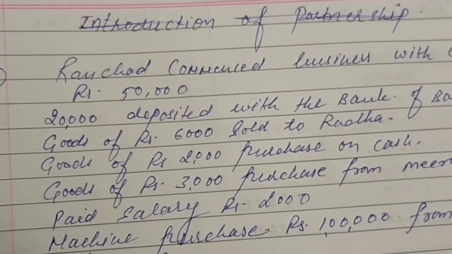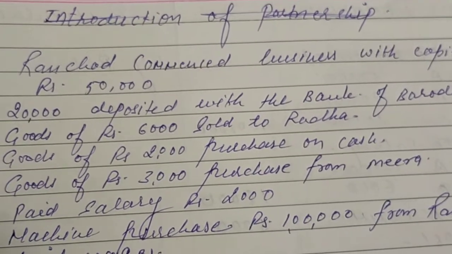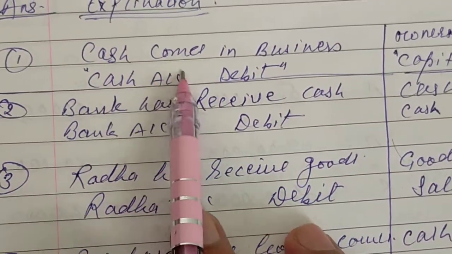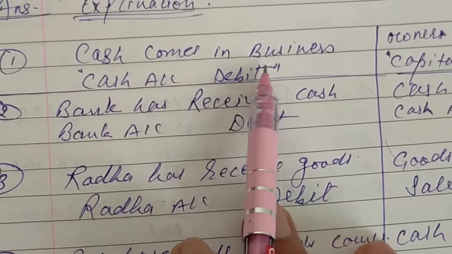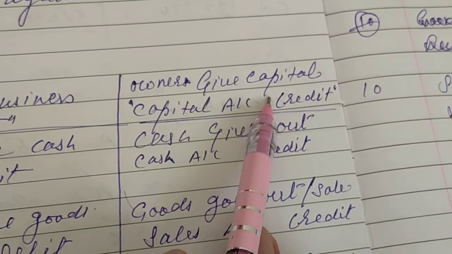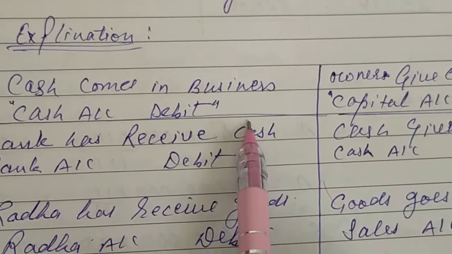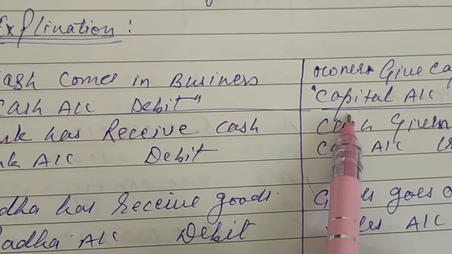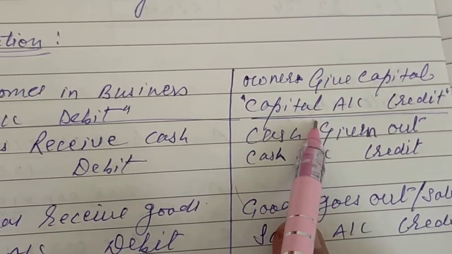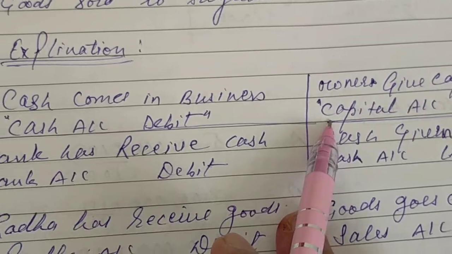First, Ranchod commenced business with the capital of rupees 50,000. Okay, so here the explanation: cash comes in business. Cash comes in business, so cash account debit, and the owner gives capital, so capital account credit. As per the rule, what comes in is debit and what goes out is credit, and receiver the debit and giver the credit. So here the giver, who is the owner, is giving the capital, so capital will be credit, right? So the entry will be cash account debit to capital account.